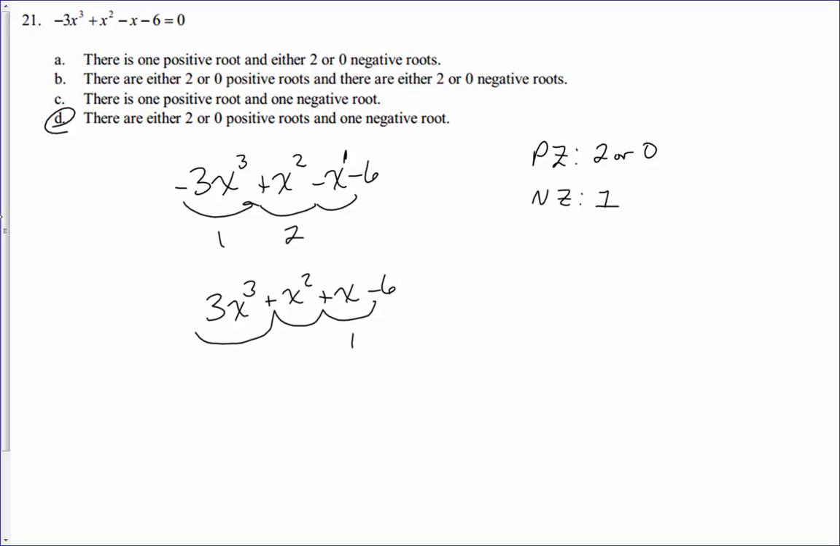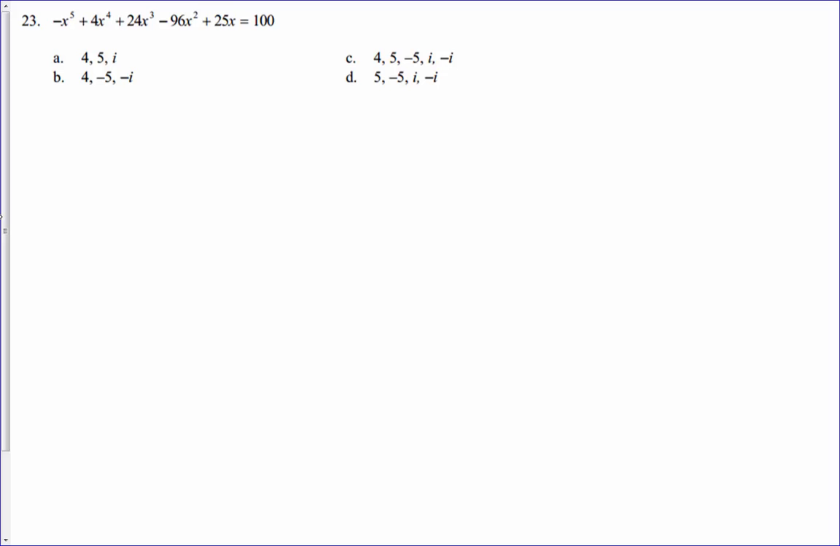All right, so let's keep going. Next one we're going to do is number 23. It says, find all the zeros of the equation. Well, the first thing we need to do is get that 100 over with the rest of the equation. So plus 4x to the 4th plus 24x cubed minus 96x squared plus 25x minus 100 equals 0.